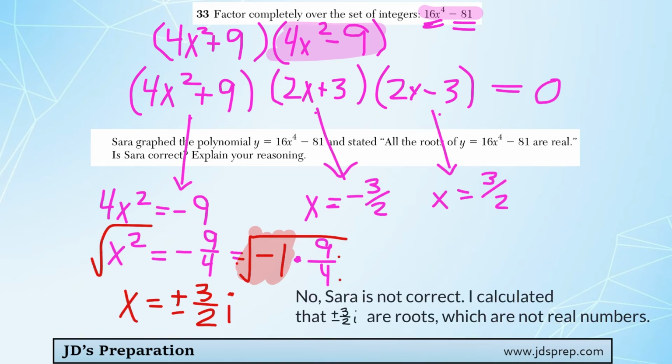So to wrap up, we can conclude with the statement that no, Sarah is not correct. I calculated that plus or minus 3 over 2i are roots, which are not real numbers.